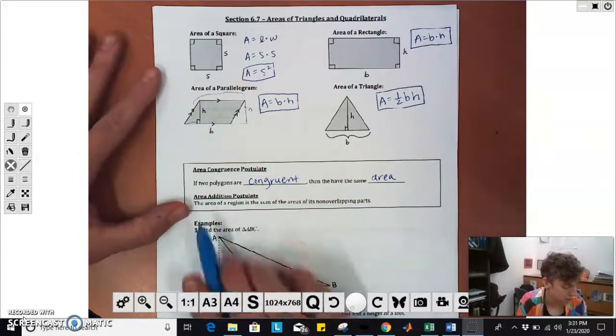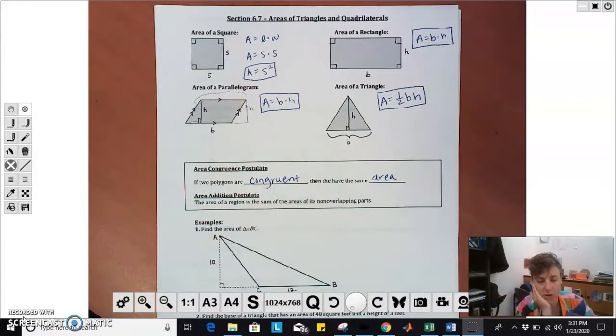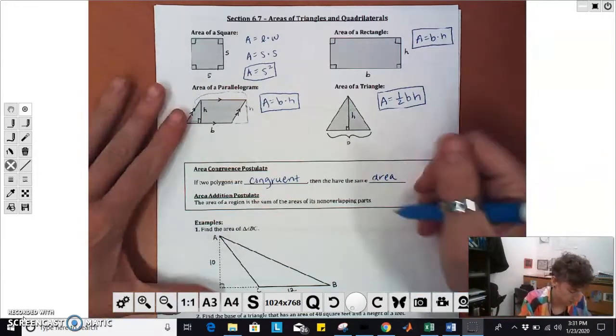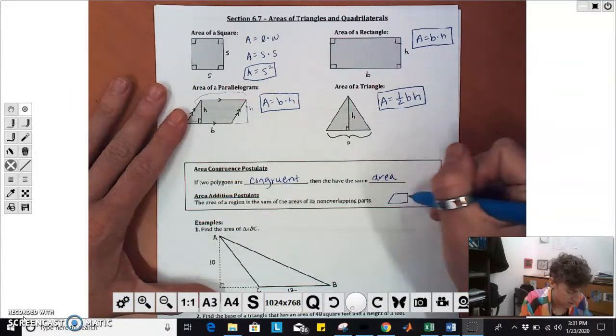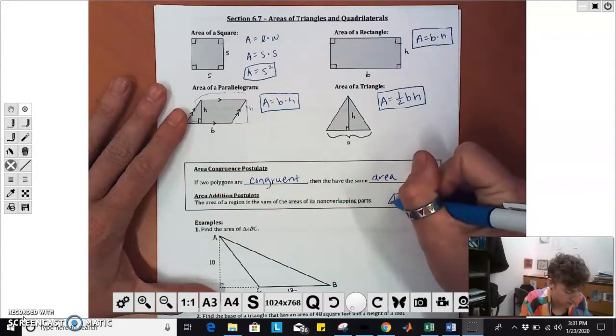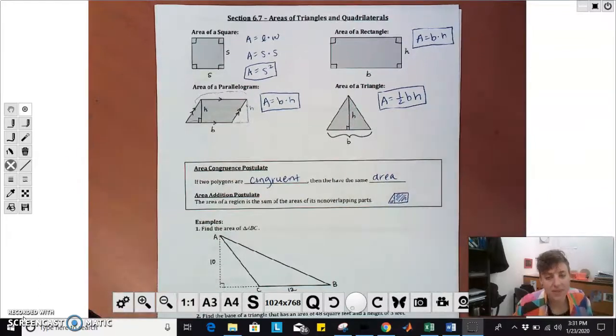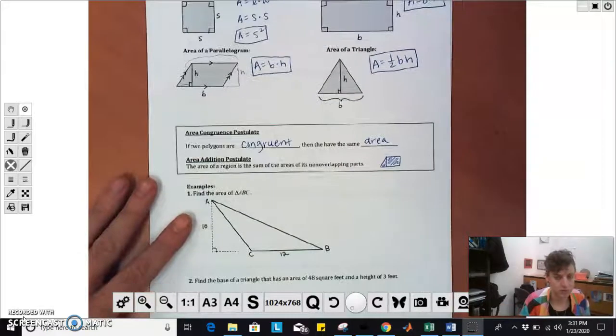Great. Area addition postulate. You know, math people, we're not super crazy with our words here. Area addition postulate. I'm probably going to be adding some areas. Yeah, the area of a region is the sum of the areas of the non-overlapping parts. Or if you have some shape that looks like this, and you could figure out the area of that triangle and the area of this rectangle, you would add them up, and then you'd have the area of that whole shape, right? Great. Wonderful. All right, let's do some examples.